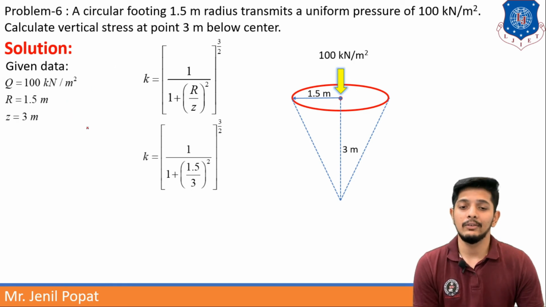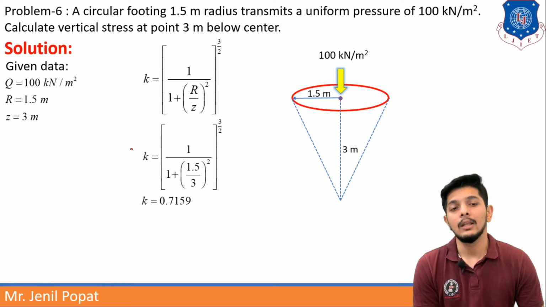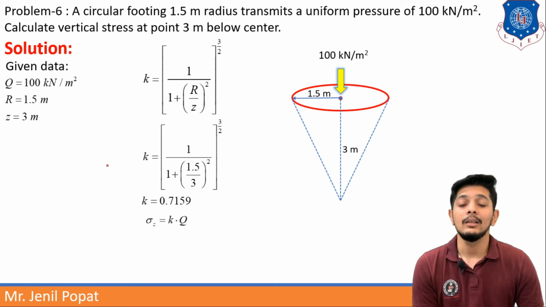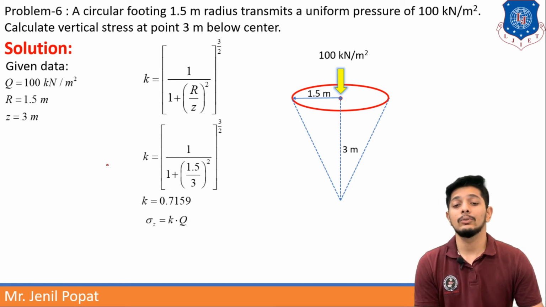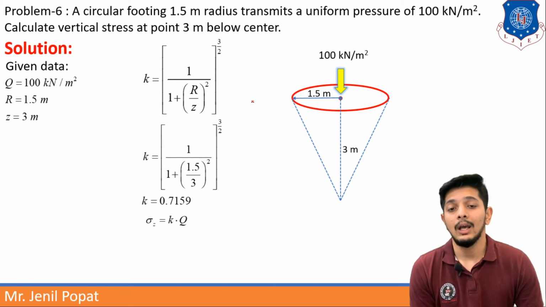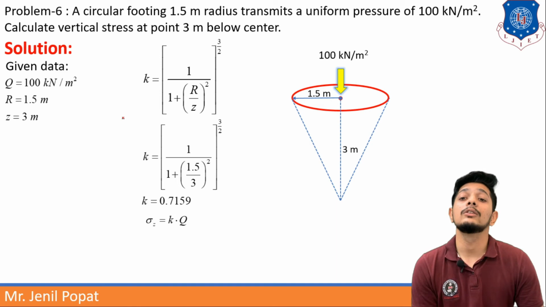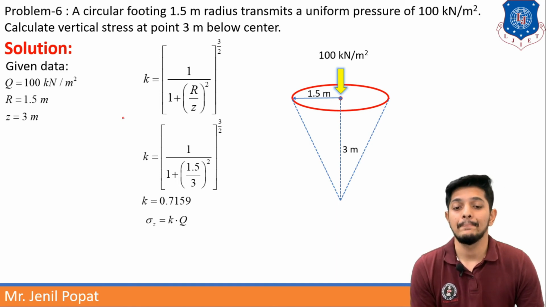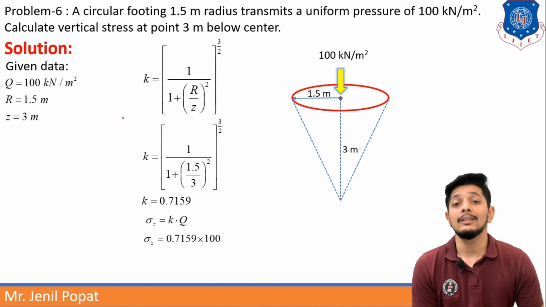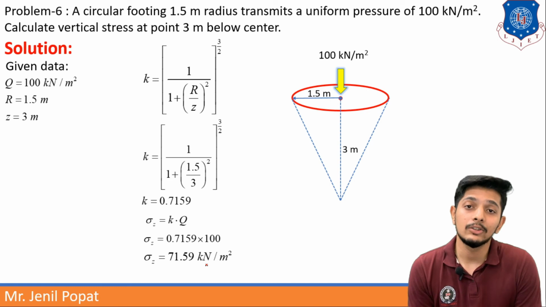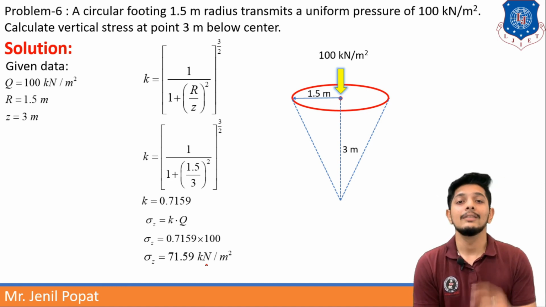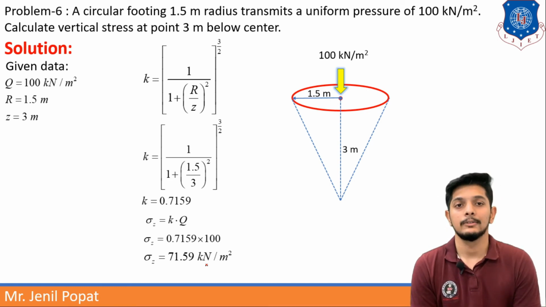Putting R and Z value as it is given, I am getting K is equal to 0.7159. Now I will use K like this. Sigma Z is equal to K into Q. Now K is multiplied with the loading per area. So I am calculating sigma Z as 71.59 kilonewton per meter square. So in the case of circular footing, you will use these kind of formulas.